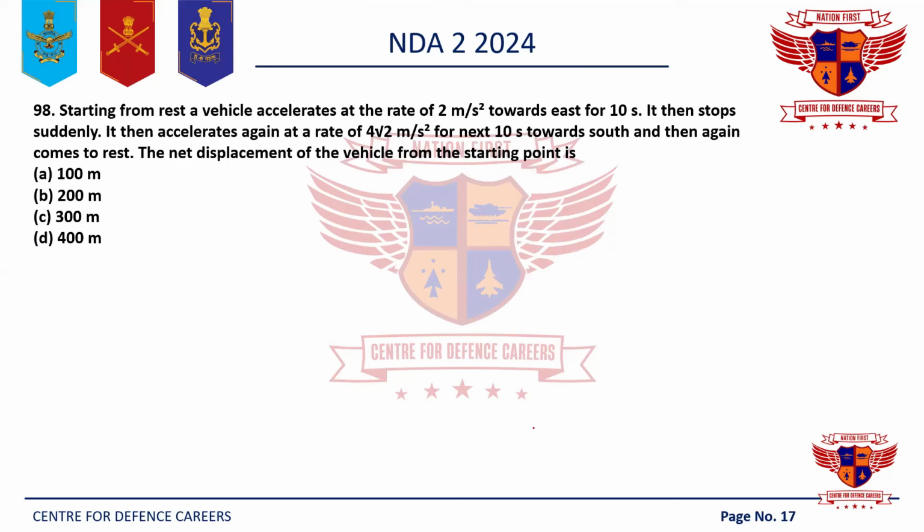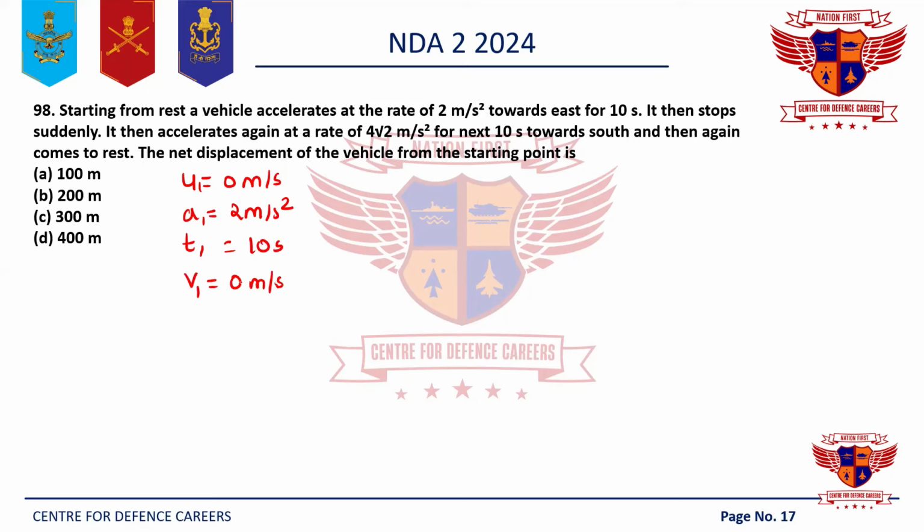Starting from rest, a vehicle accelerates at the rate of 2 meter per second square. Okay, it is starting from rest, so the initial velocity will be equal to 0 meter per second. It accelerates at the rate of 2 meter per second square towards east for 10 seconds. Okay, let's say these are the values and we have 10 seconds. It then stops suddenly. That means the final velocity is 0 meter per second.